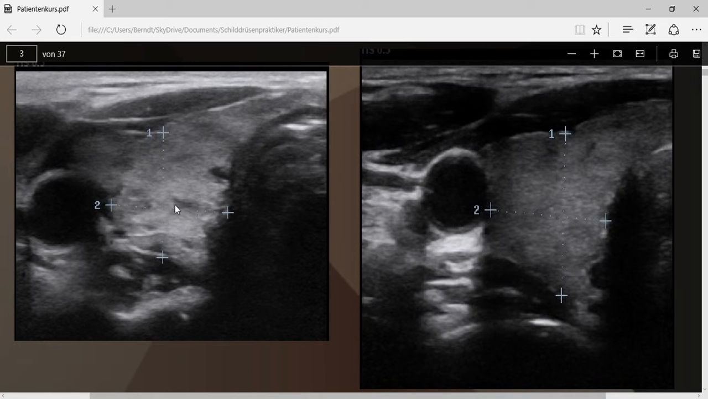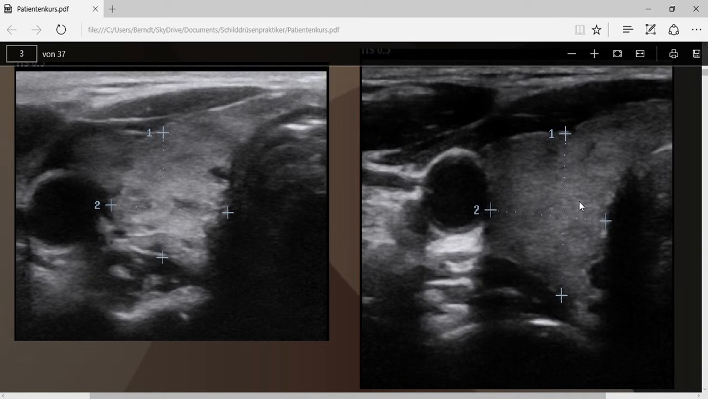We see dark spots inside the thyroid, which are an indication of acute inflammation, and we've got whitish, opaque structures that are indicative of scar tissue.